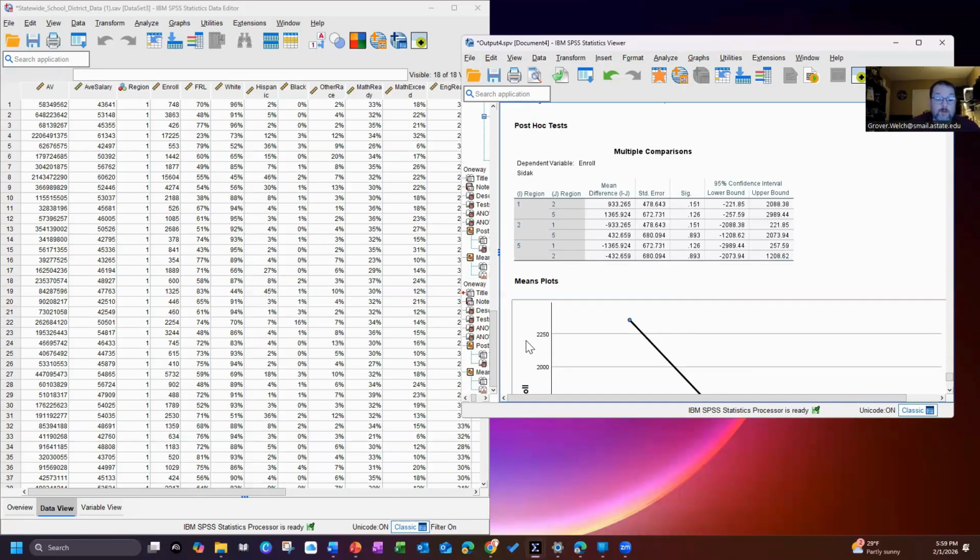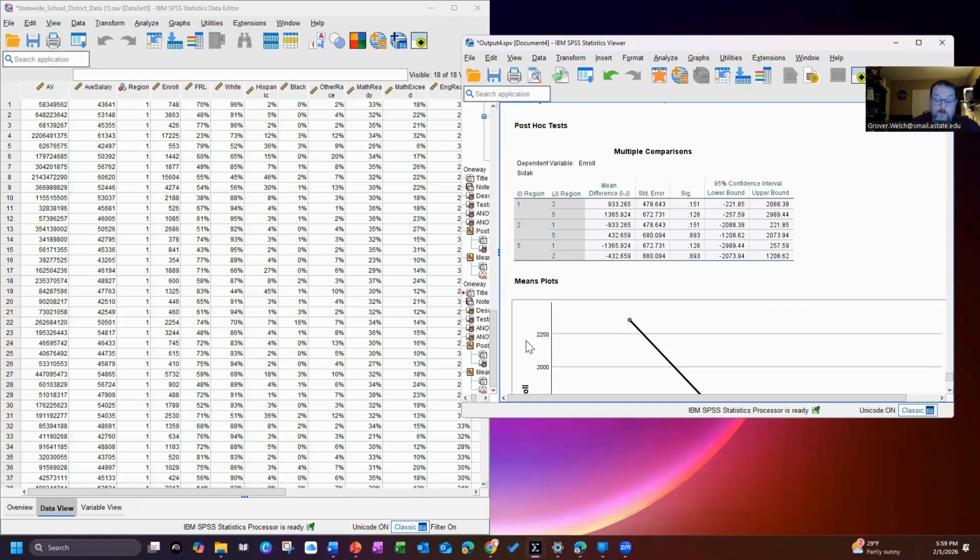I'll present these results in proper APA format. A one-way ANOVA was conducted to compare district enrollment across three regions, Region 1, Region 2, and Region 5. Prior to analysis, assumptions were tested. The Shapiro-Wilk test indicated violations of normality for Regions 1 and 2, both with a p-value less than 0.001, while Region 5 met the normality assumption, p equaled 0.088. Levene's test revealed unequal variances across groups, p less than 0.001. Despite these violations, the analysis proceeded.